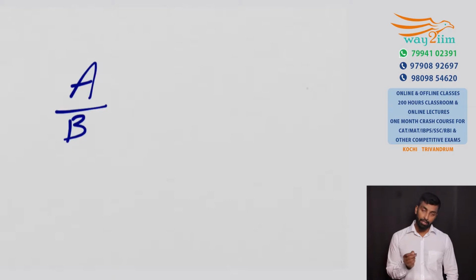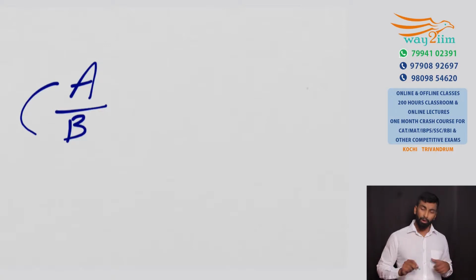So what is Fermat's theorem? Let's take two numbers, A and B. These two numbers are coprime numbers. What do we mean by coprime numbers? Two numbers which have HCF 1. That means there is no other common factor. HCF is 1. What are those kinds of numbers?